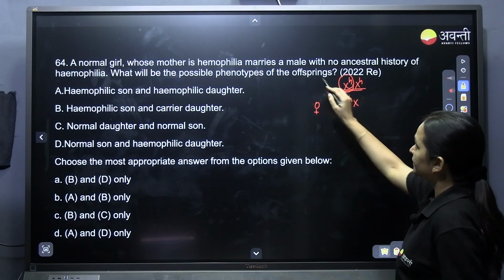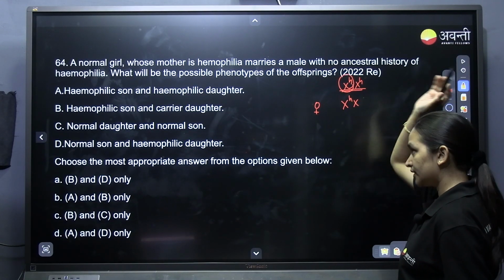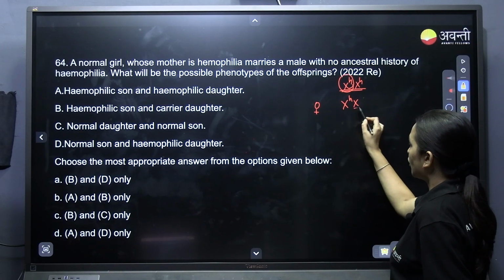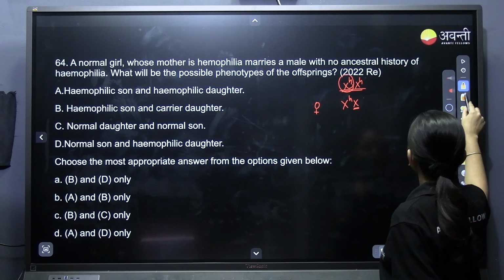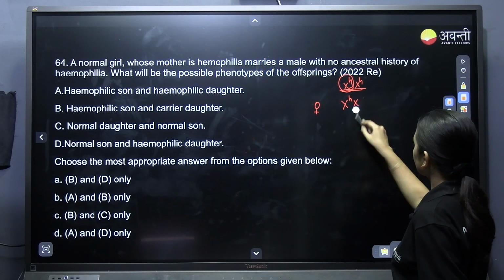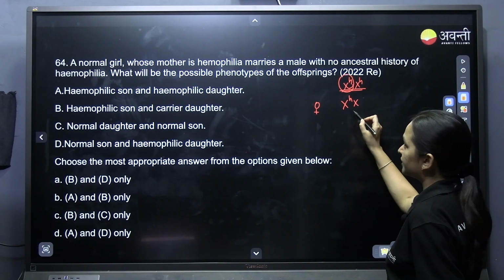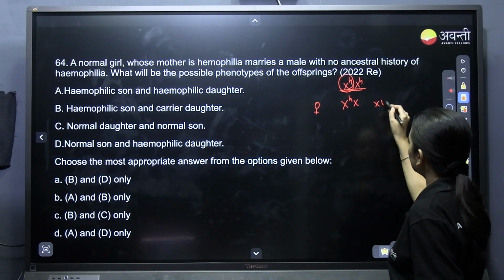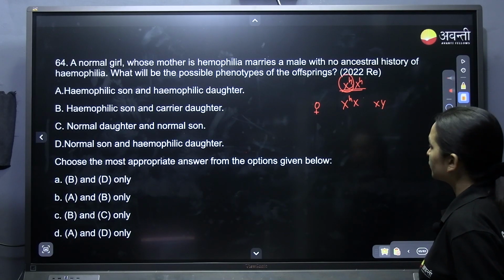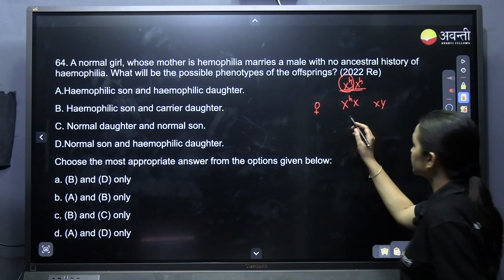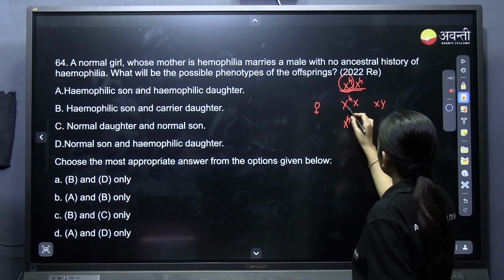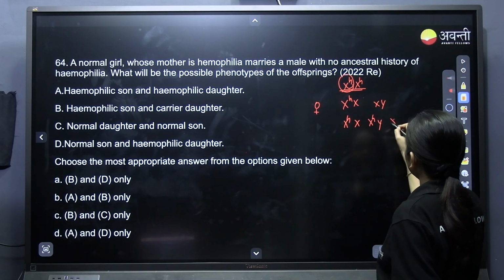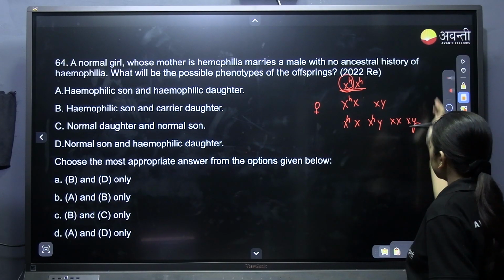They have not said anything about the father. We are told a normal girl, which means definitely she has inherited a normal X chromosome from her father, which means she is a carrier right now. She marries a male with no ancestral history, which means he is a normal male without hemophilia. What will be the possible phenotypes? The phenotypes will be XH X, XH Y, XX, XY.